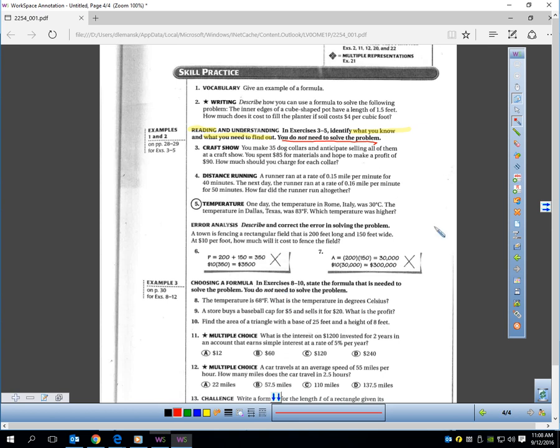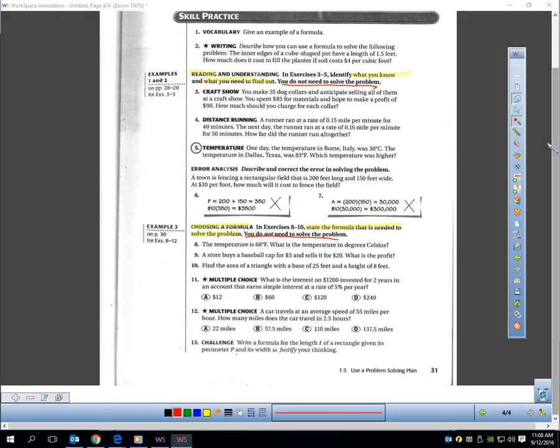Or down here, they're asking you choose a formula. State the formula that is needed to solve the problem. You don't even have to solve it. They just want to know what formula would you use to solve it. Okay, so make sure you're reading carefully. Again, that's the first step of solving any kind of word problem. Read the problem carefully. I'm going to stop the video here.